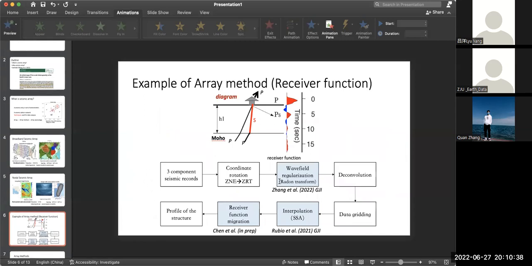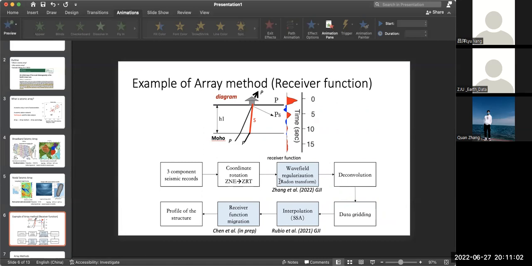So, take receive function method as an example. My supervisor, Professor Chen, in his seismological research group, array method has been the main research direction of our group.